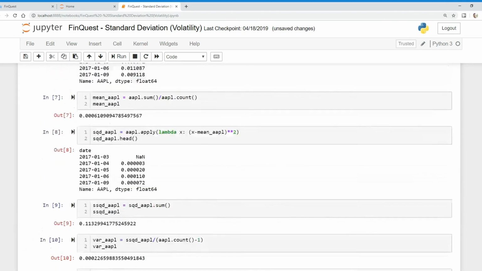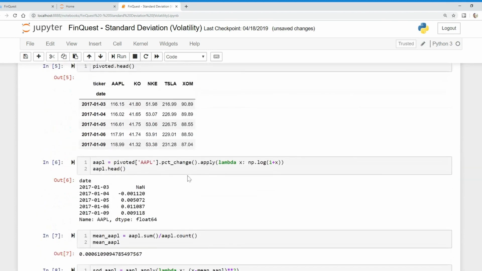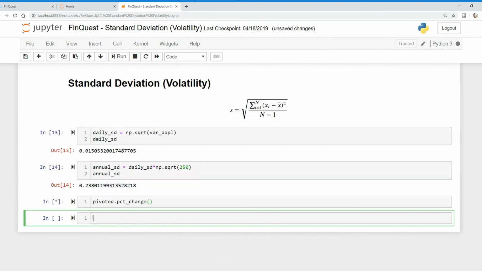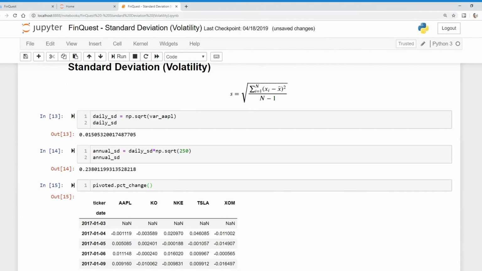So of course, if we wanted to calculate this on all of these tickers in our data frame, we can quite easily do that. All we need to do is take our original data frame, pivoted. And remember, these are daily prices. We need to apply a percent change function on top of them. So now we have daily returns.